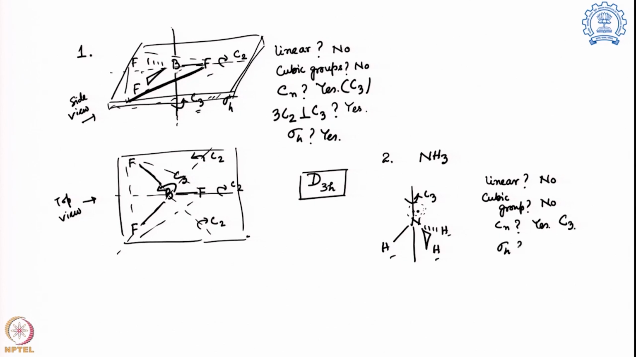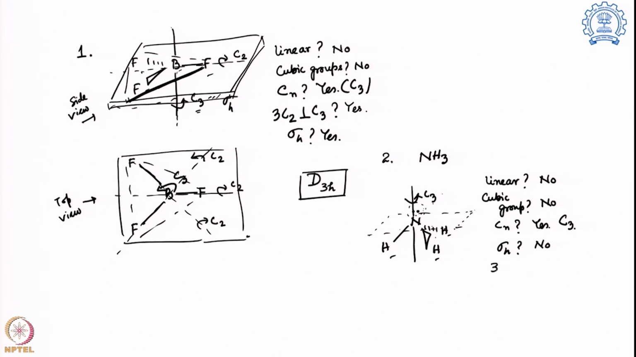And the next question is, do you have sigma h? See, if sigma h has to be there, it has to be through the center of the molecule and perpendicular to it. And you can see it is not a plane of reflection, because the nitrogen remains as it is, but these 3 hydrogens will come on the top of this plane, which is not a superimposable and indistinguishable structure. So, that is why this molecule does not have a sigma h.